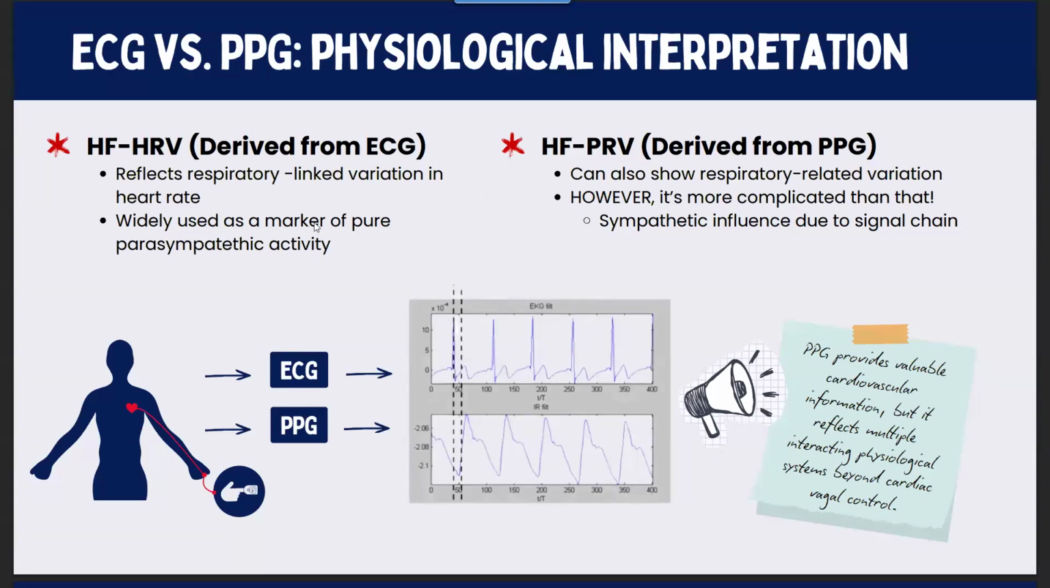Do I need to isolate pure parasympathetic activity? If yes, go with your gold standard of ECG, where we're really able to look at RSA completely reliably and validly. Versus with our high frequency pulse rate variability, we're able to make an estimation of this, very highly correlated with high frequency heart rate variability, but still with sympathetic influence at play.